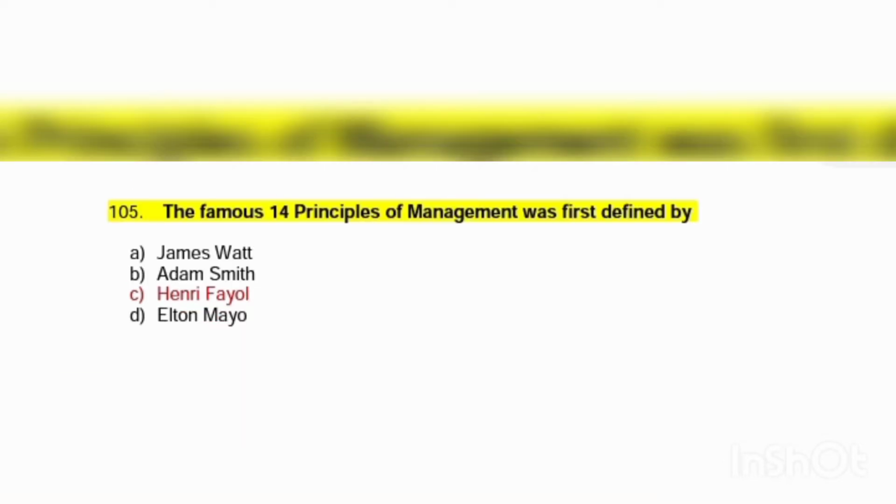Next question. The famous 14 principles of management was first defined by Option A, James Watt, Option B, Adam Smith, Option C, Henri Fayol, and Option D, Elton Mayo. Option C is the right answer.